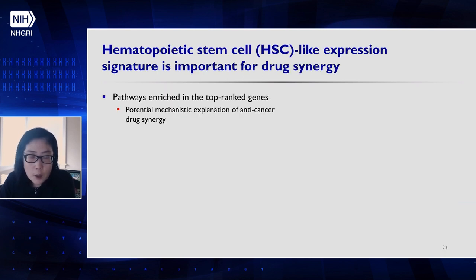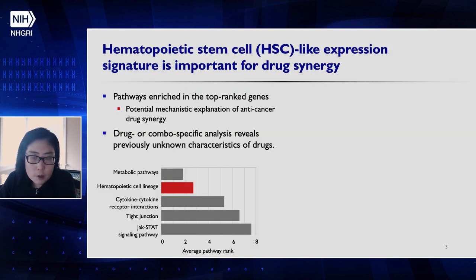So now we did that pathway analysis, and the most important genes for our model turned out to be enriched for metabolism or hematopoietic lineage. So tight junctions and then JAK-STAT signaling and so on. And then you're looking at the result of this KEGG pathway, curated pathway, the enrichment analysis result.